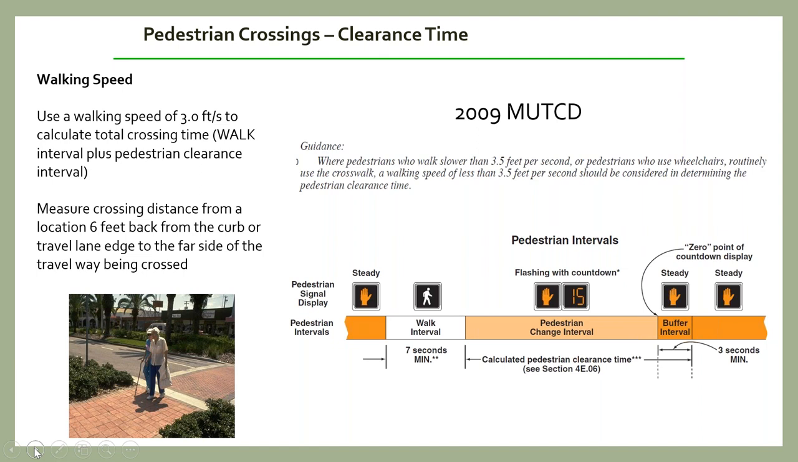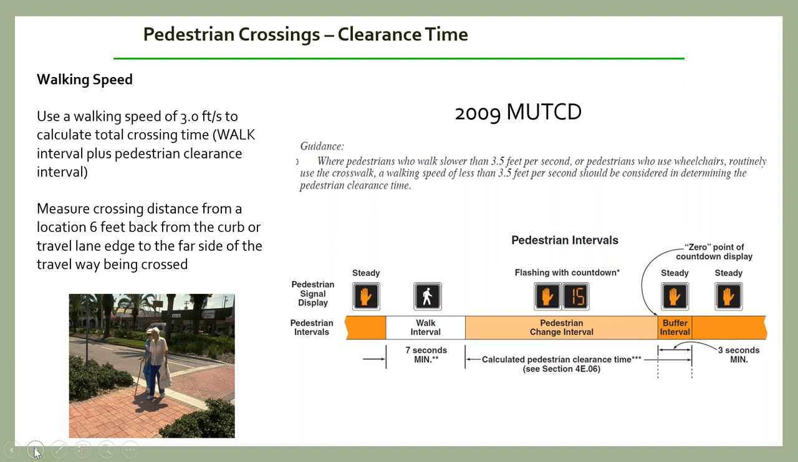So in the Manual on Uniform Traffic Control Devices, there is guidance that says where we have a population that is likely to walk slower than the maximum 3.5 feet per second. That's the maximum assumed pedestrian walking speed, but not all pedestrians walk at 3.5 feet per second. So a lower assumed pedestrian walking speed, a slower walking speed, can be used. And so the handbook recommends a 3 feet per second pedestrian walking speed when determining what an appropriate clearance interval should be.